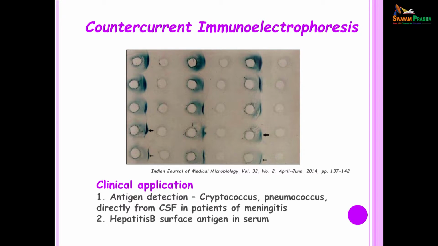When you want to detect the presence of hepatitis B surface antigen in serum, you can do it by this test. You can also use this test to quantitate the particular antigen. Again, what you need to do is take 3 known dilutions and compare the graph with the precipitate produced by the unknown dilution, the patient sample.